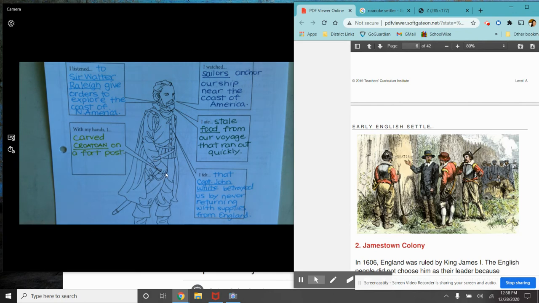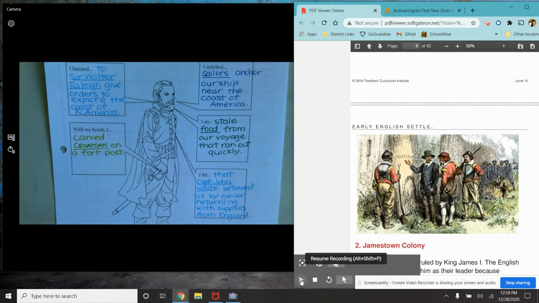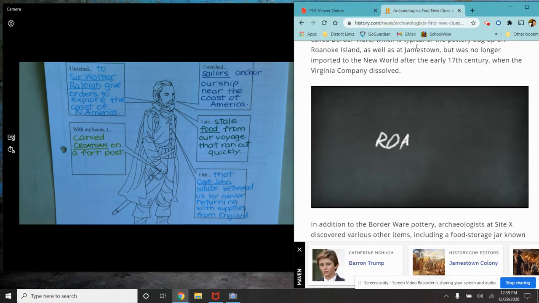settler colonial figure. All right, next, we're going to see a quick little video explaining the Roanoke colony, again, just to review the concepts of this lost colony. Let's see if I can make this bigger.